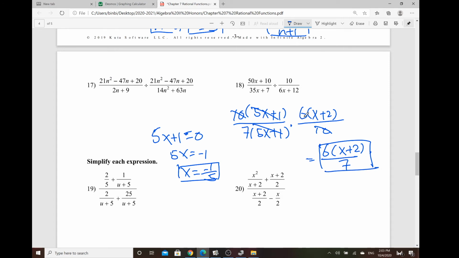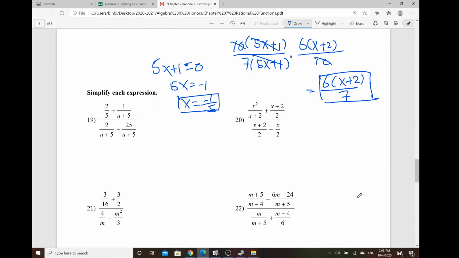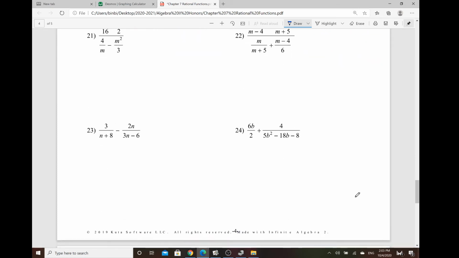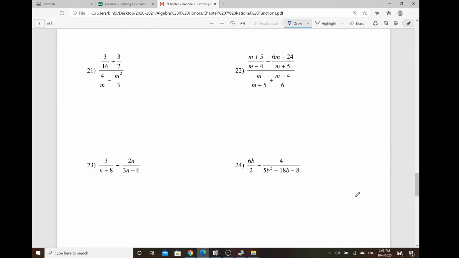Okay, so checking the work, making sure that everything is correct here. Alright. Okay, so now what about the rest of this? 20, 22, 24. 24, we'll talk about that next time.